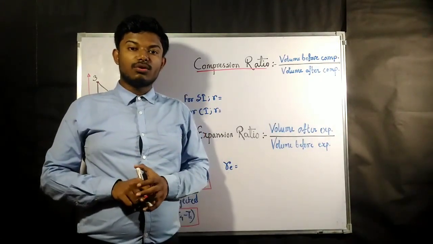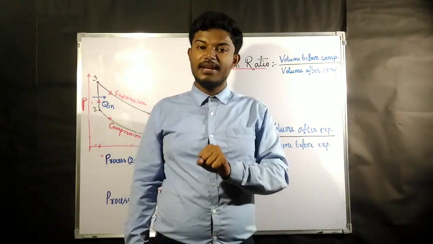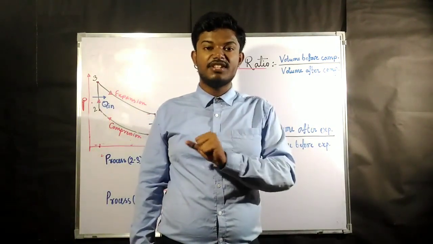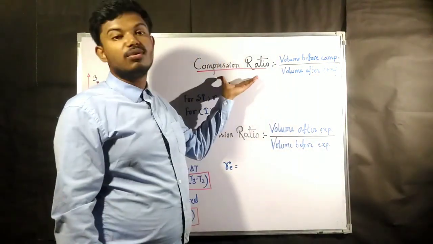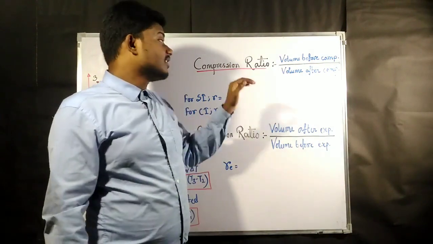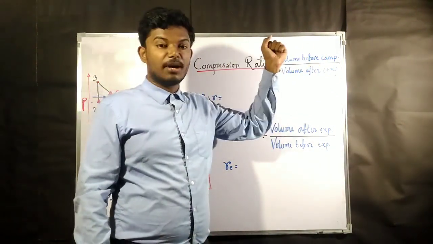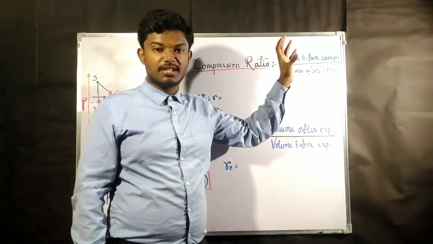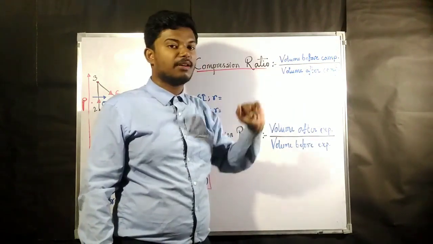Now we are going to see some of the terms related to the Otto cycle, and these terms will be very important for us while finding the efficiency of an Otto cycle. The first term we are going to learn is compression ratio. Compression ratio is nothing but the ratio of volume before compression to volume after compression.